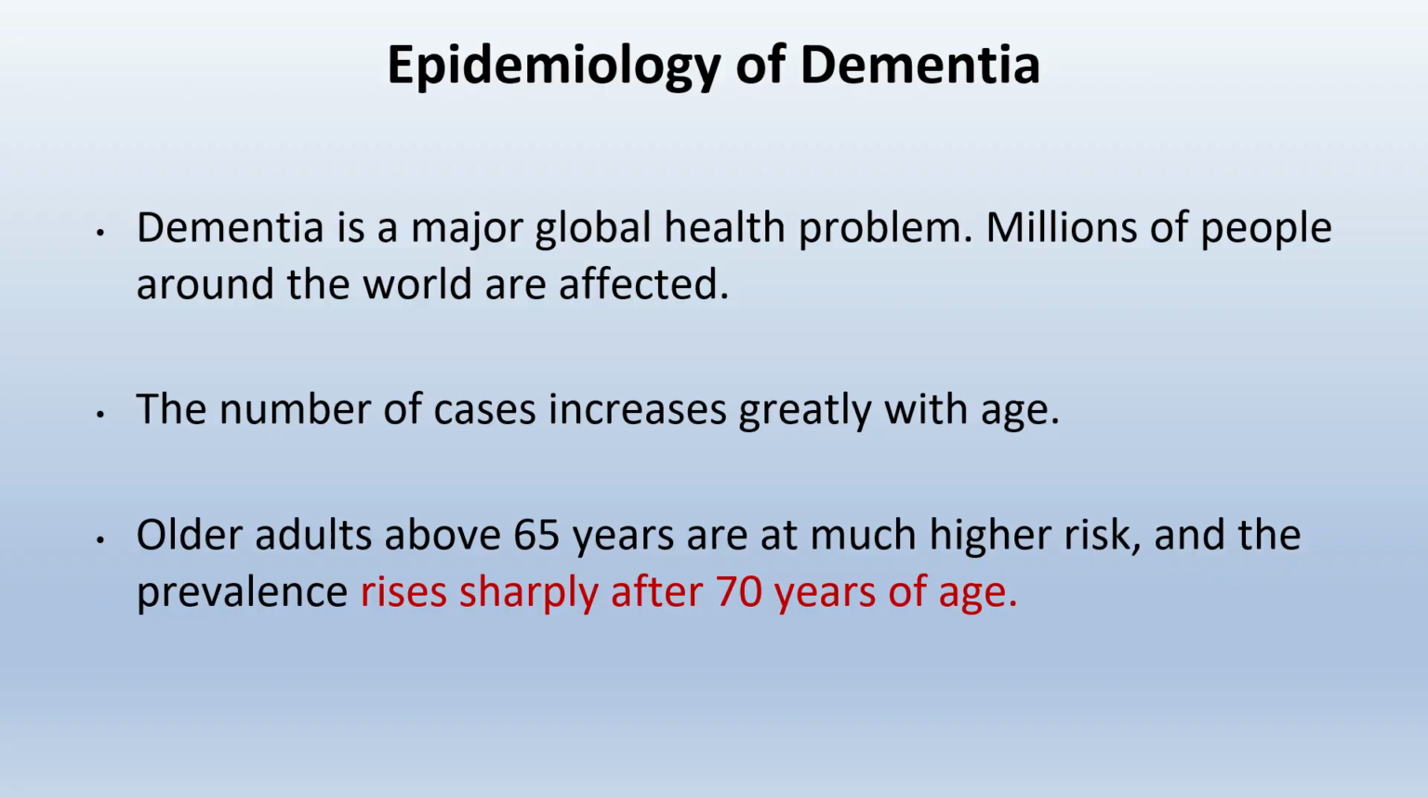Epidemiology. Dementia is a major global health problem. Millions of patients around the world are affected. Number of cases are increasing with age. Older adults above 65 years are at much higher risk and prevalence rises sharply after 70 years of age.